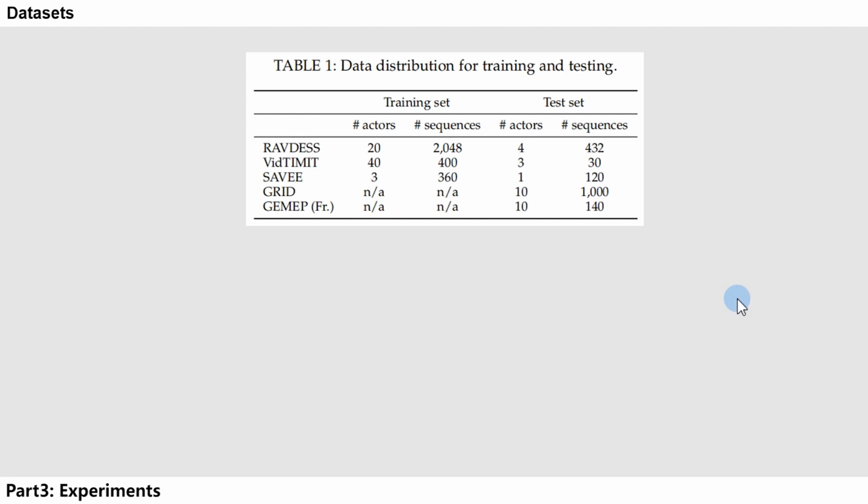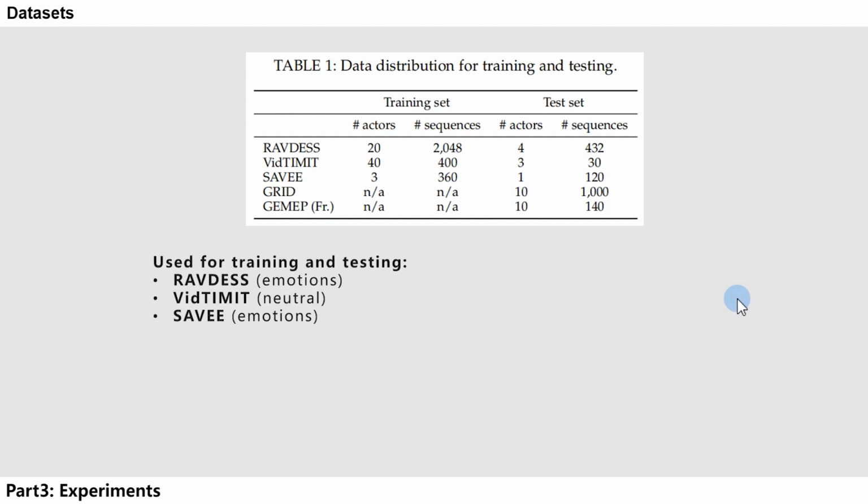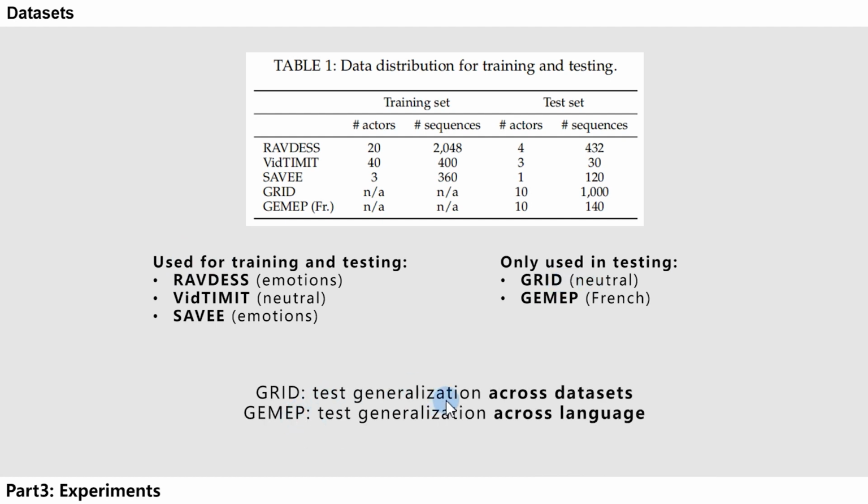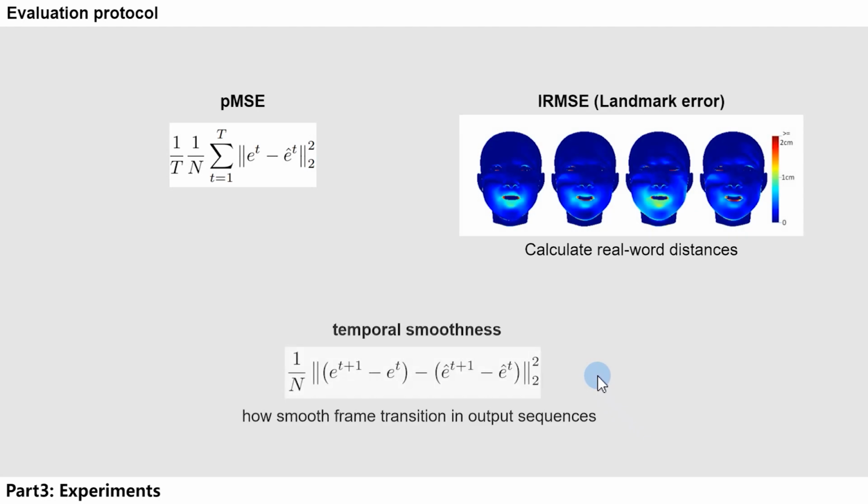Okay, let's come to the third part, experiments. They used 5 different datasets. The first 3 are similar; they use them for training and also test them. As for the GRID dataset, it is only used in testing, so they want to use it to test generalization across datasets. And as for the GMAP dataset, it uses French, so they want to use it to test generalization across language. As for the evaluation protocol, we use 3 different protocols.